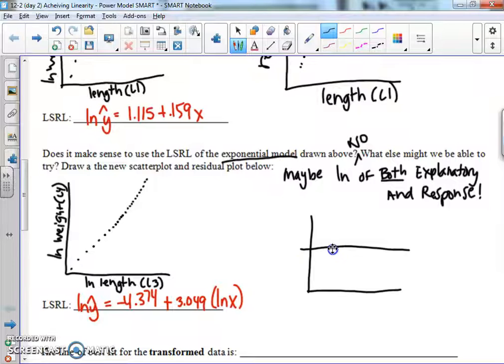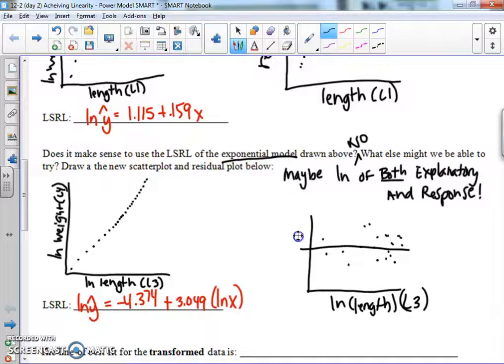Here's my residual line, and as you can see, there's a lot of random scatter. So remember, we took the natural log of the length, which was in list 3, and this is the residuals, which is in list 5.